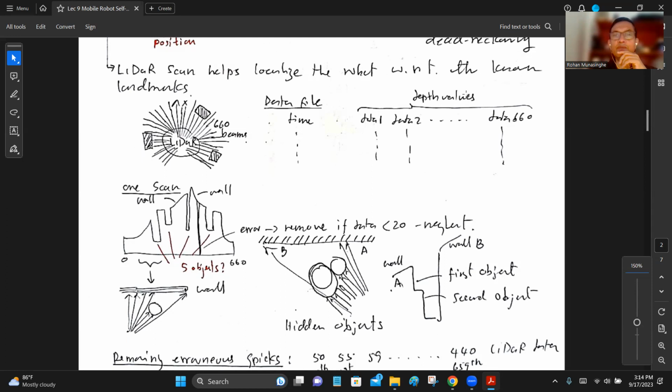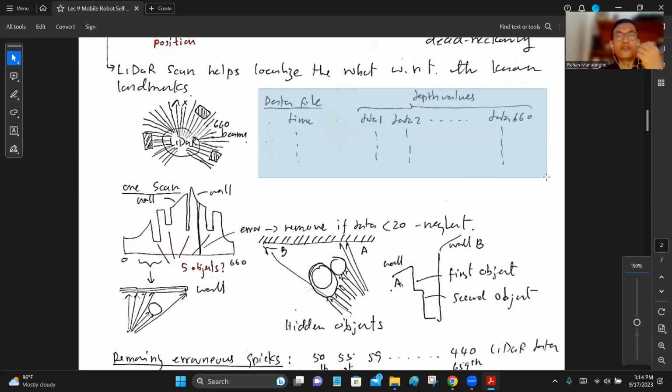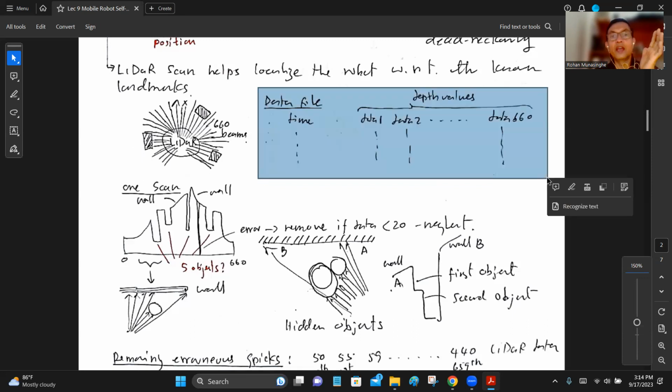So this is the LiDAR data sheet. If you can see over here, this part is just a data file. It has many columns. The first one is time, at what time you are taking this reading. After that, you have data one, which is the first beam over here, then data two, the second beam, data three, up to data 660. All these individual beams are indexed by number 1, 2, 3 up to 660, and each gives you a distance. After all these things are calculated, you get this data file.